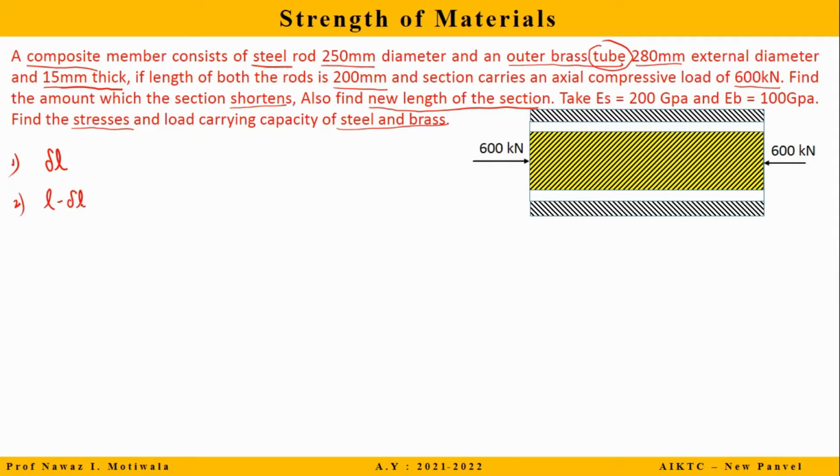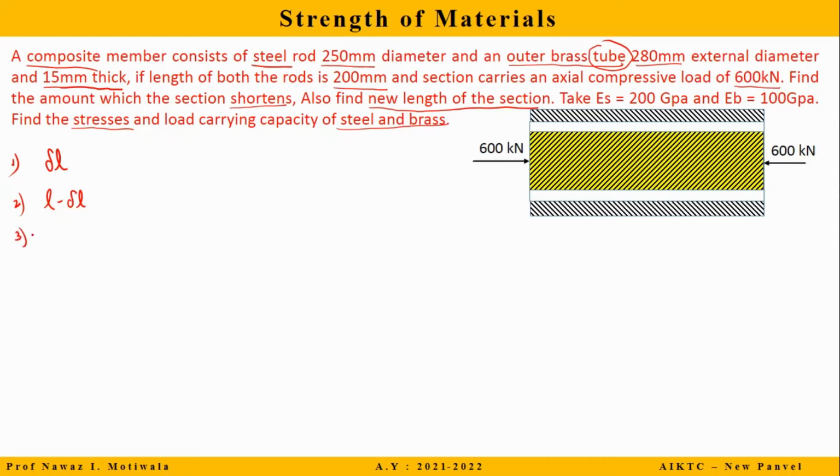And why am I using minus delta L? Because it is saying in the question that the section is compressing. And it is also evident from the figure. If you see, the load is trying to compress the object. And when it is compressed, the length will guaranteed decrease. So this thing is required to find out in the second part.